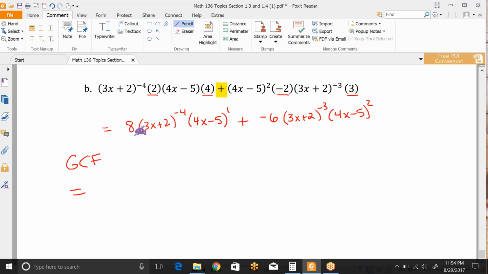Now, 8 and negative 6 are both divisible by 2, so we can pull out a 2. Most people have an easier time with the 4x minus 5. Since they have 1 in common, we can pull out a 4x minus 5. So I'll go ahead and write that down.